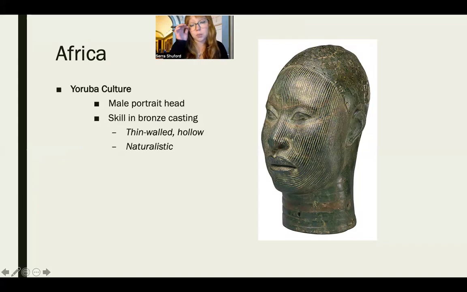Okay, so this is from the Yoruba culture. This is just a male portrait head done in bronze casting. And this is pretty natural. I wanted to show you this to know that they can do realism. It's not that they don't want to make artwork that is realistic. It is that they are choosing to go in a different direction to push other aspects and value different things than just trying to make things proportionally accurate.